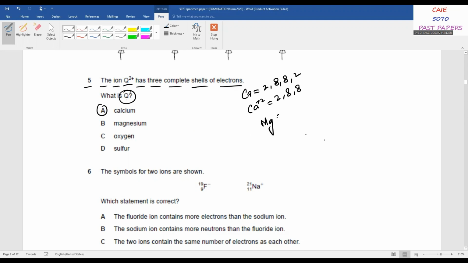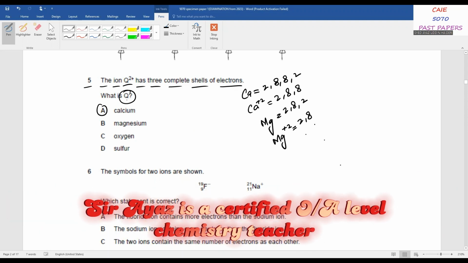The proton number of magnesium is 12, which means it has 12 electrons. So we have 2, 8, 2. After losing 2 electrons, it will form the Mg2+ ion with the electronic configuration 2, 8. So now magnesium has 2 complete shells of electrons. So you can't have magnesium as your correct answer. The only answer A will be the correct one for this question.